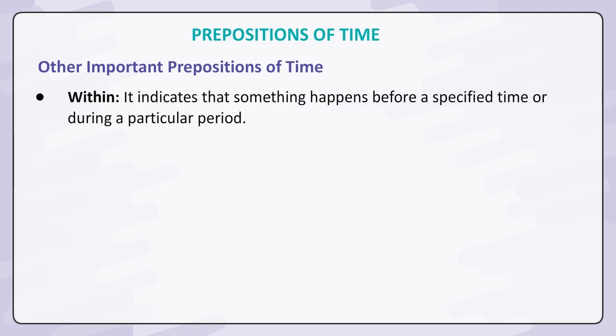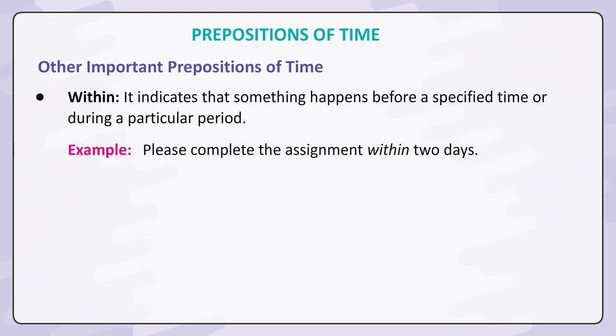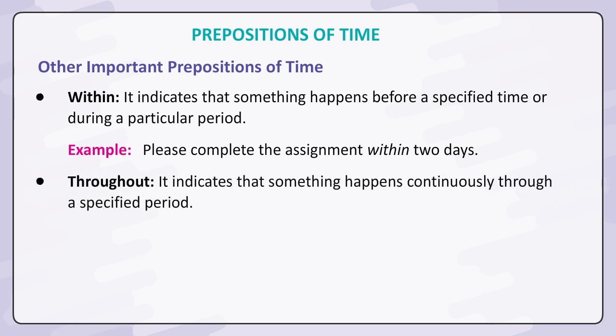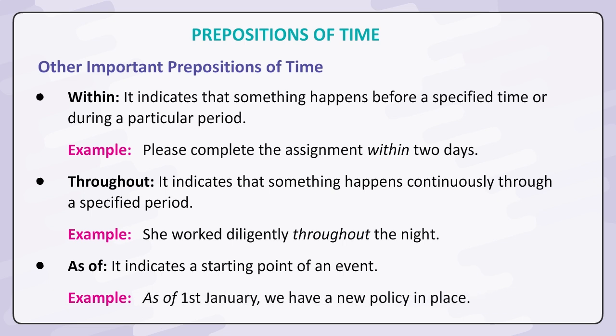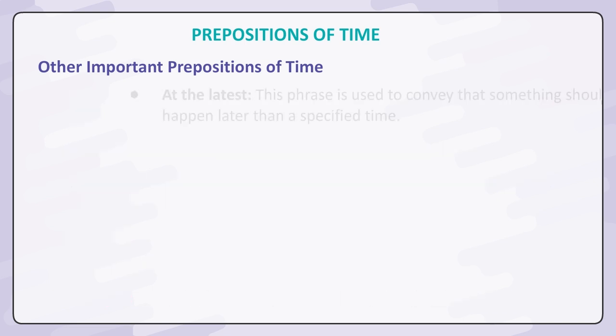Within. It indicates that something happens before a specified time or during a particular period. Example. Please complete the assignment within 2 days. Throughout. It indicates that something happens continuously through a specified period. Example. She worked diligently throughout the night. As of. It indicates a starting point of an event. Example. As of 1st January, we have a new policy in place.